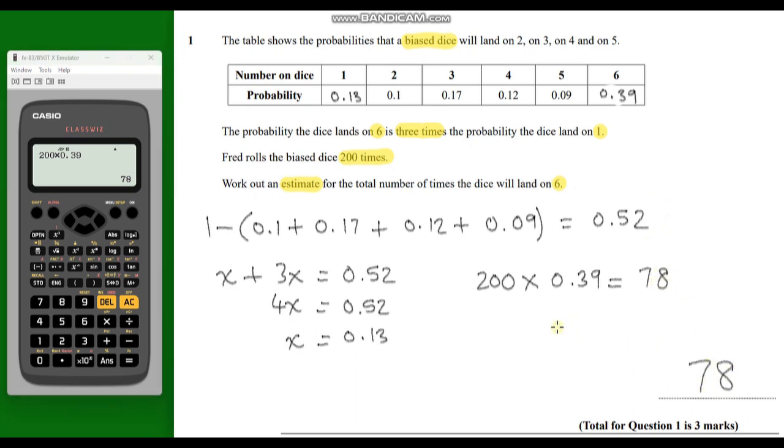And it is only an estimate. We're not saying that it's going to land on 78 times. That's just the best estimate that we can use.